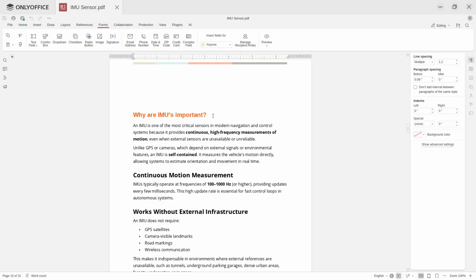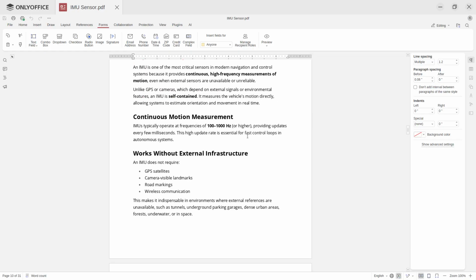Why is an IMU important? An IMU is one of the most critical sensors in modern navigation and control systems because it provides continuous high-frequency measurement of motion even when external sensors are unavailable or unreliable. Unlike GPS or cameras, which depend on external signals or environmental features, an IMU is self-contained. It measures the vehicle's motion directly, allowing the system to estimate orientation and movement in real time, right?